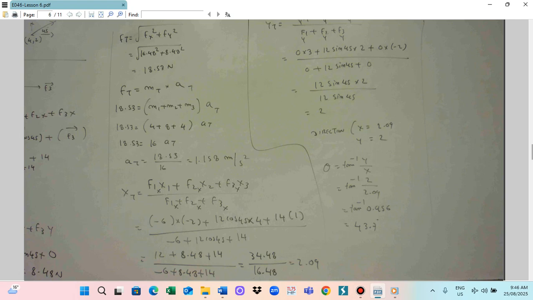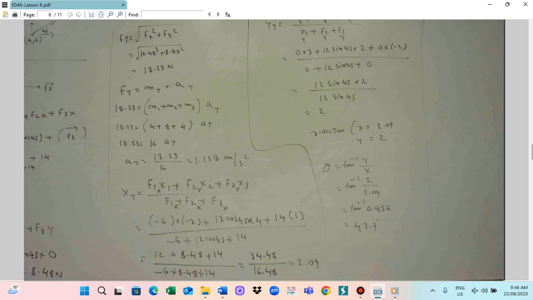The mass you can calculate as M1 plus M2 plus M3, and the total acceleration is a. So 18.53 is M1 plus M2 plus M3, where M1 is 4, M2 is 8, M3 is also 4, into A total. So this is 15 into A total. So A total is 18.53 divided by 15, which is 1.158 meter per second square. So this is the acceleration of the center of mass.